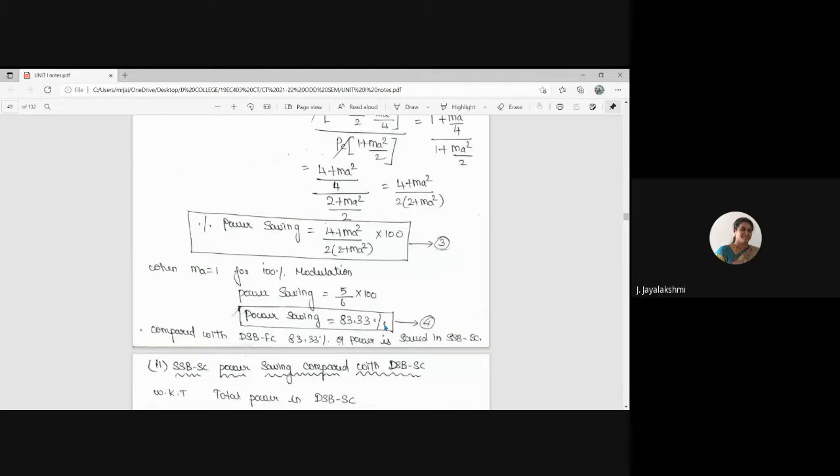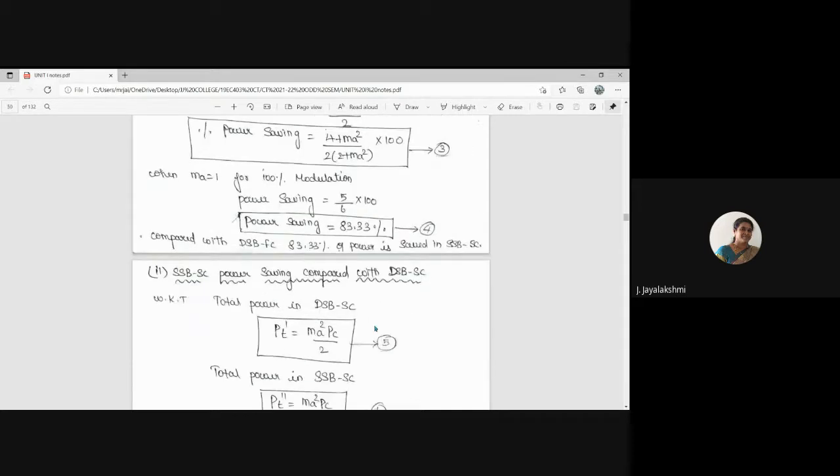So you have seen that double sideband full carrier has a power saving of about 33.33%. When you suppress the carrier alone and transmit both the sidebands, it comes to 66.66%. And when your modulation index is 1 and you transmit only one of the sidebands, the power saving is excellent. It is going to be 83.33%.